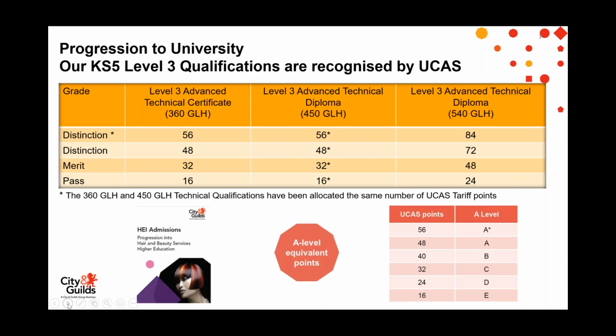Now, this is our progression to university for our Key Stage 5 Level 3 qualifications, which are recognised by UCAS. So our Level 3 technical qualifications can help a learner progress into university. The UCAS tariff points that our Level 3 technical qualifications carry are aligned with A-levels, depending on their grades and size. And by undertaking a technical qualification, a learner can strengthen their application for an undergraduate degree in the UK.